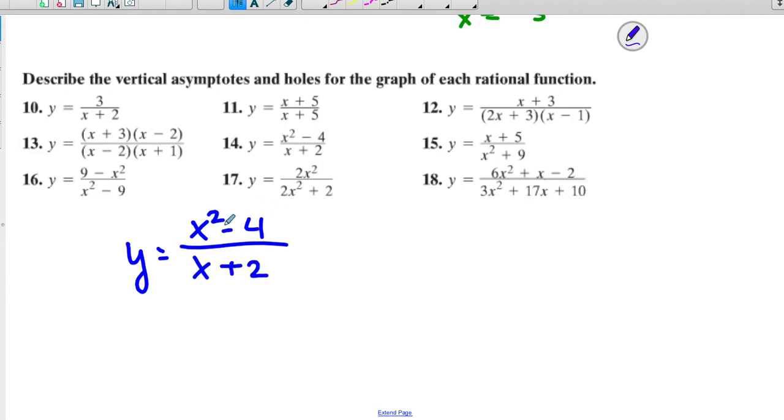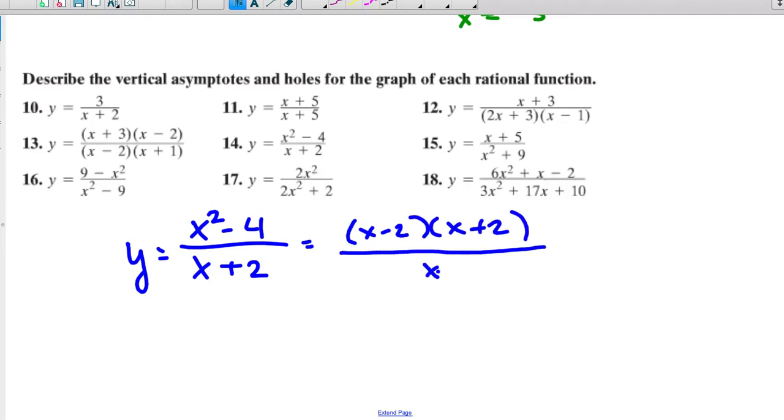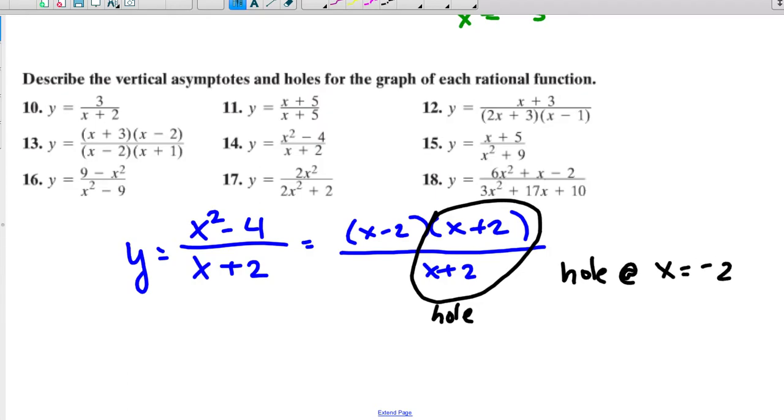All right, well, x squared minus 4 is a difference of squares. So then this gives you x minus 2, x plus 2 all over x plus 2. Well, if you have a common factor in the numerator and denominator, that is going to create a hole. Okay, so then we have a hole at x is negative 2.